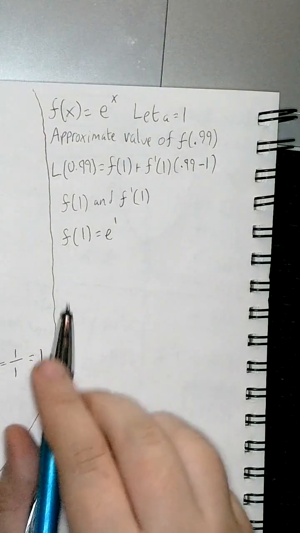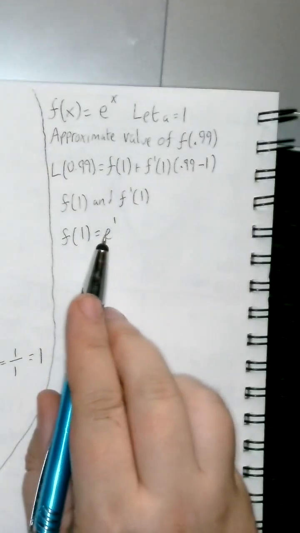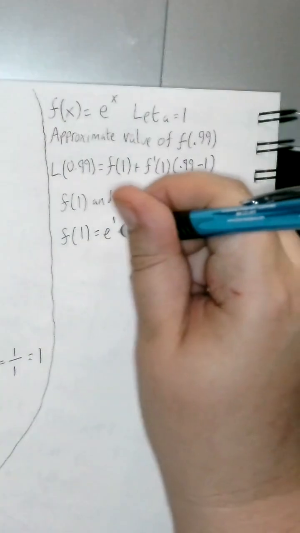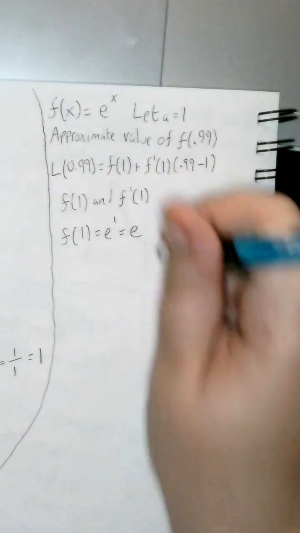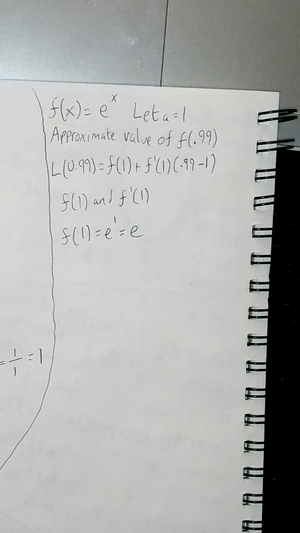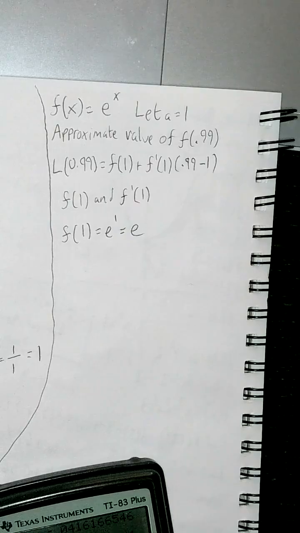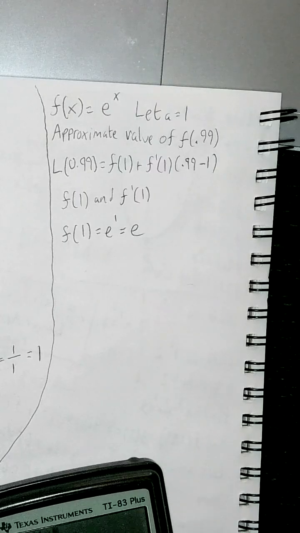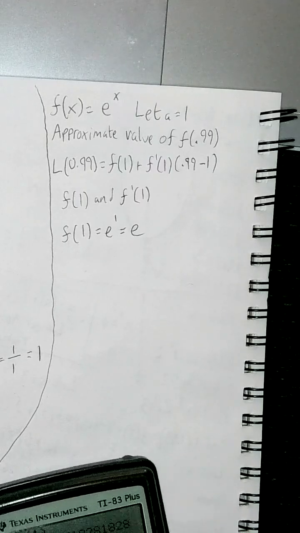So yeah, e to the first, well, anything raised to the first power is itself. I'm just going to let it be e, which we'll say is approximately 2.72.